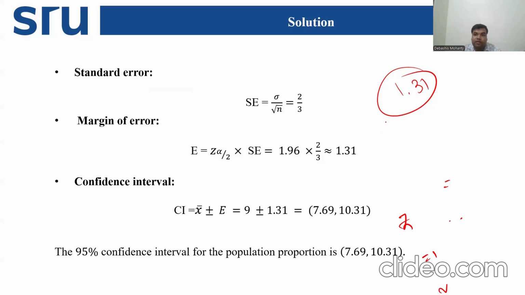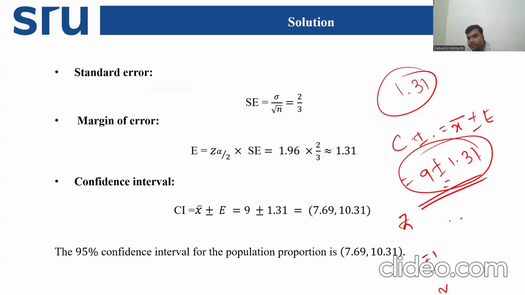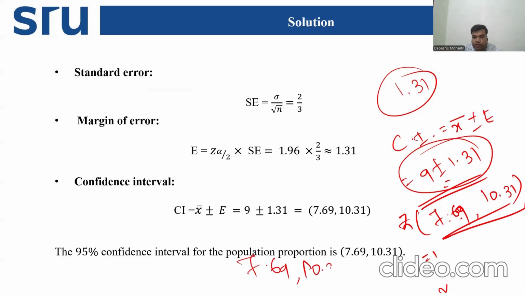Next, the confidence interval. We have to calculate the confidence interval. So confidence interval is equal to x bar plus or minus E. That is equal to 9 plus or minus 1.31. So for minus we are getting 7.69 and for plus 10.31. So the 95% confidence interval for the population mean is between 7.69 and 10.31. Okay, students.